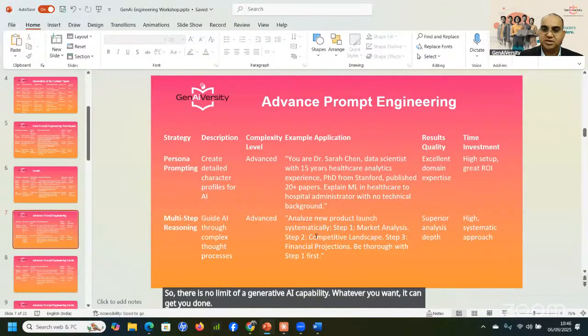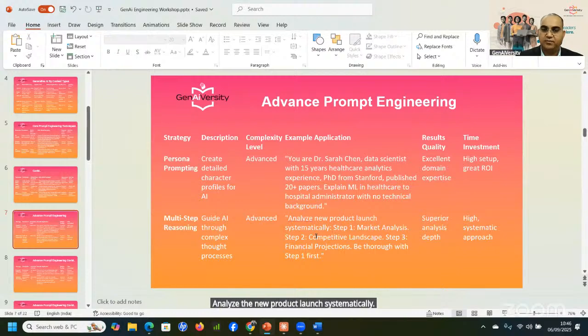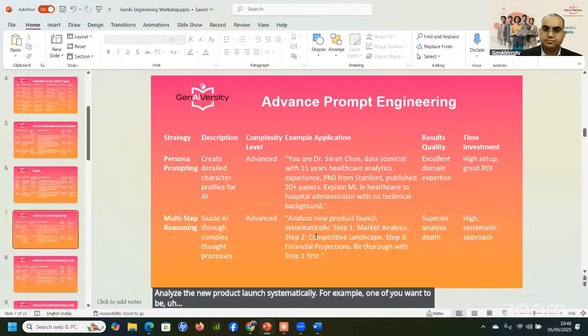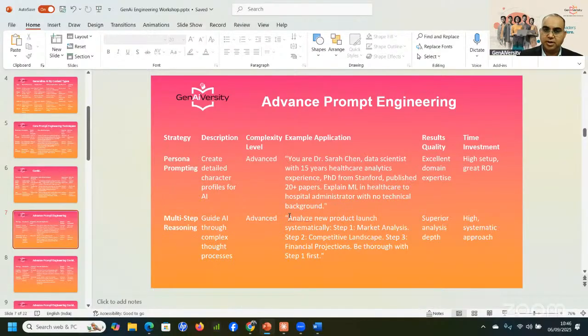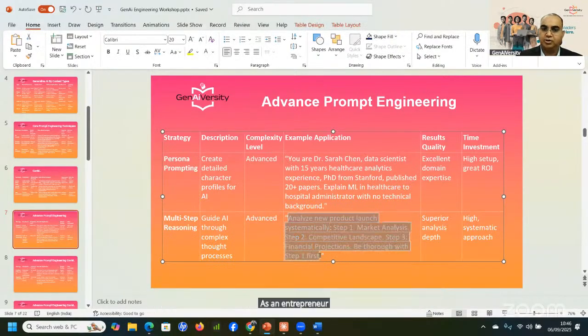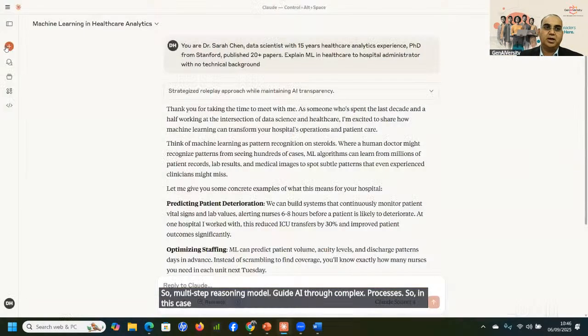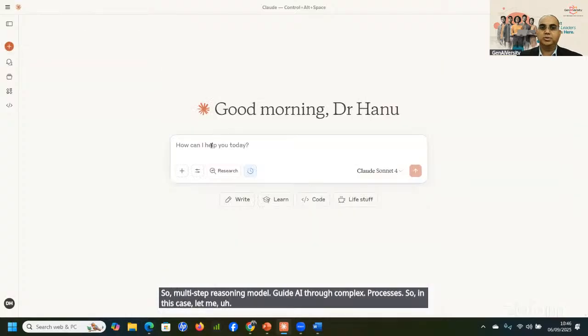Analyze a new product launch systematically. For example, one of you wants to be an entrepreneur and you thought that you have a beautiful product. So multi-step reasoning: guide AI through complex thought processes. So in this case, let me show you.